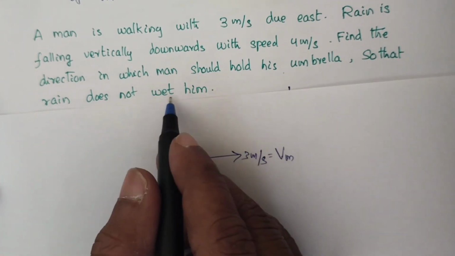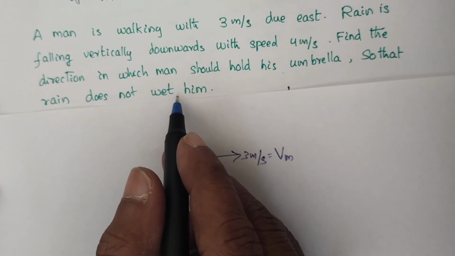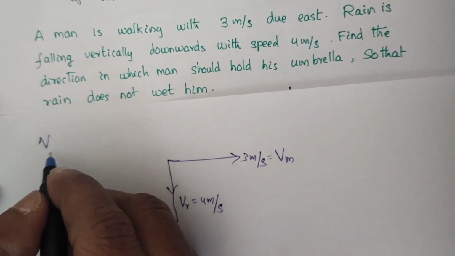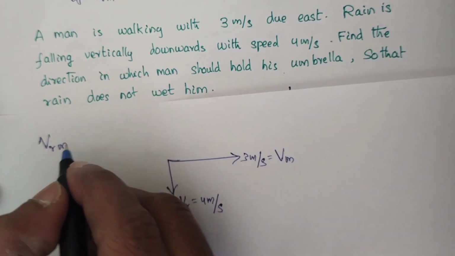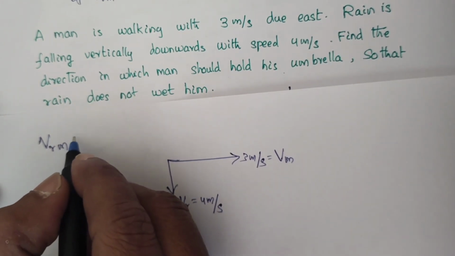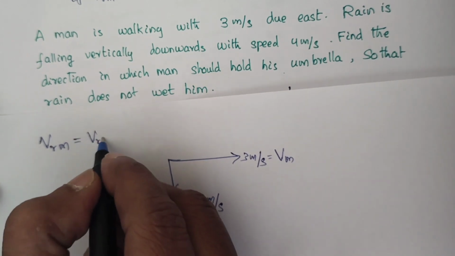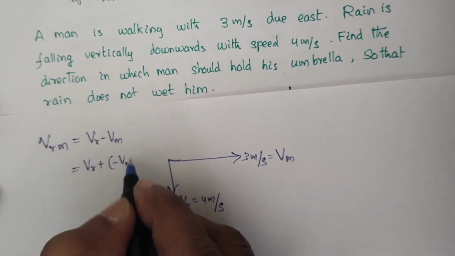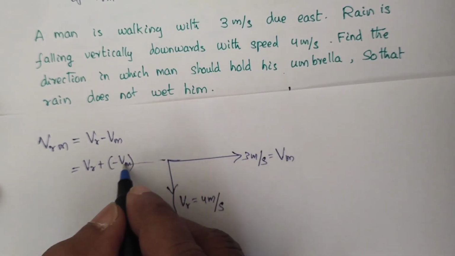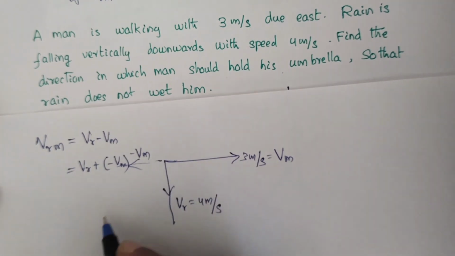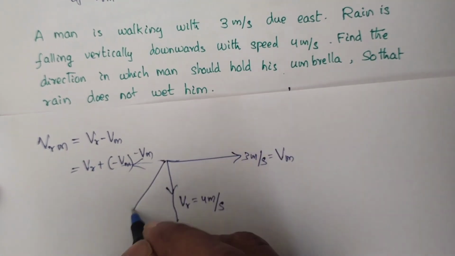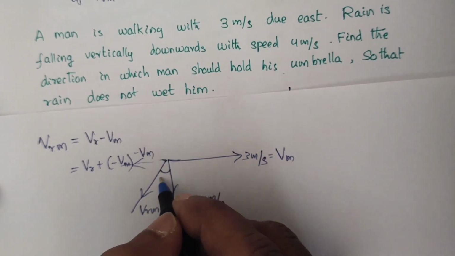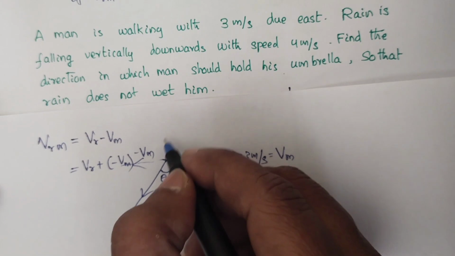So for not getting wet, you have to find the vector of velocity of rain with respect to man. In this direction only you will not get wet. So VR minus Vm, that is equal to VR plus (minus Vm). Let us write Vm is in this direction, minus Vm is in this direction. So the resultant is in this direction, VRM, making an angle theta here.